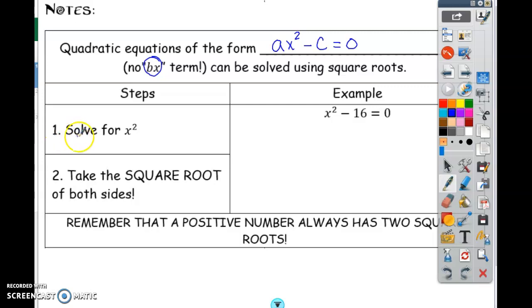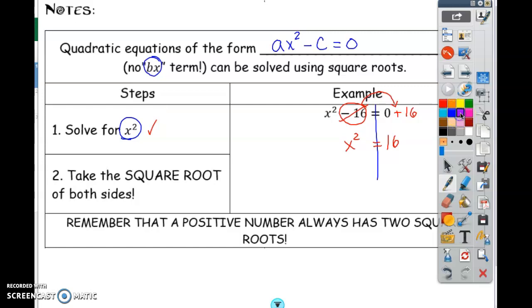So the first thing I'm going to do is I'm going to solve for x squared. That means I want the x squared by itself. So if I want the x squared by itself, what do I need to move over? I need to move that -16 to the other side and make it a what? +16. Okay? So 0 plus 16 is 16 equals x squared. So step number 1 is done. All I had to do was move it over, change the sign.